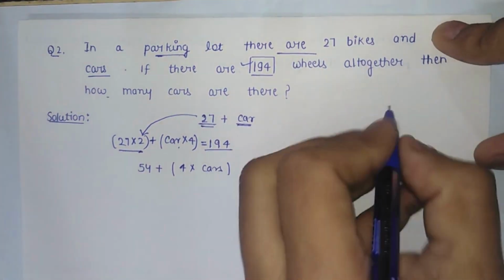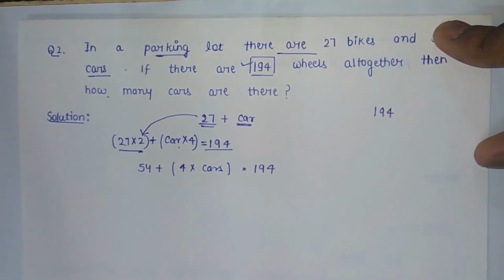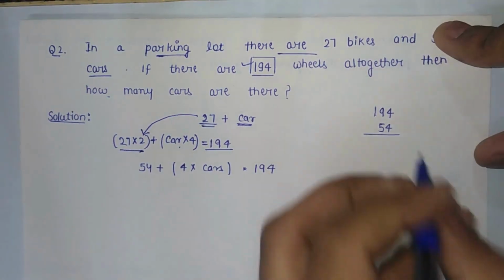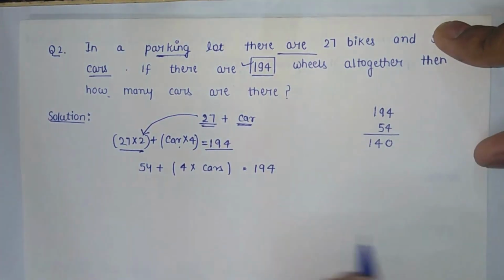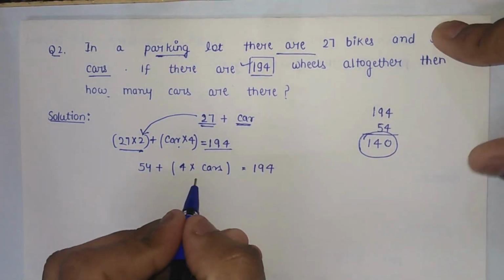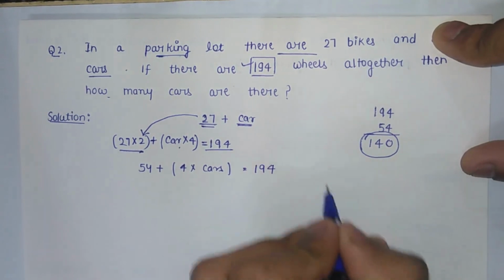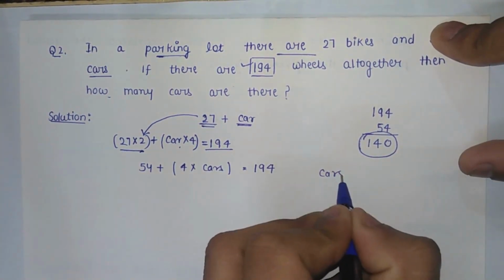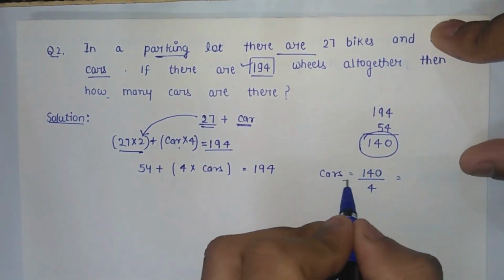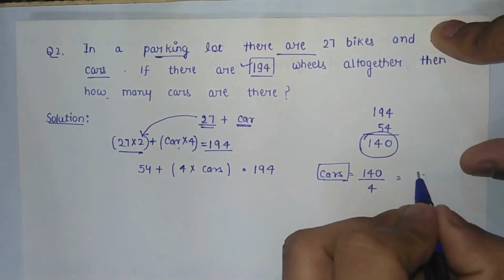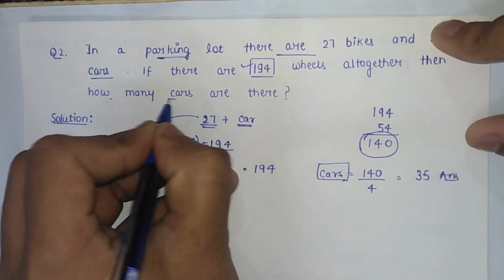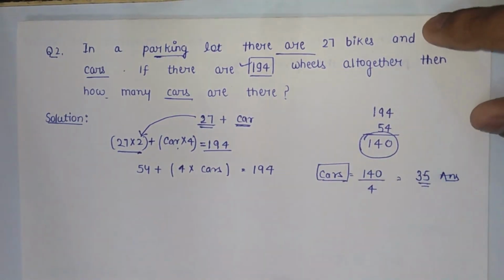So how do we calculate it? From the total number of wheels, we will subtract the wheels of bikes, which is 54. We will get 140, and these are the total number of wheels for cars. Now we know for each car we have 4 wheels. So how many cars will be there? We have to divide 140 by 4, and if we do that, we'll get the total number of cars. So this will be equal to 35, and that is asked in the question, how many cars are there? So number of cars are 35.